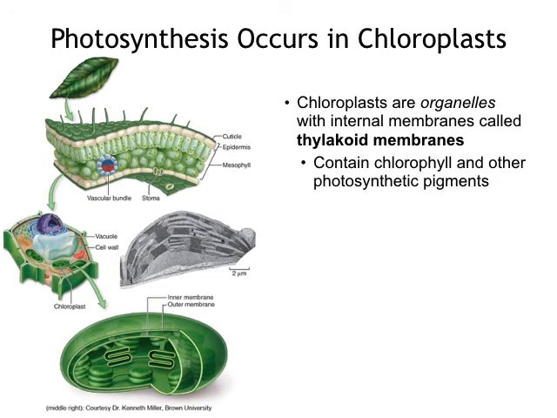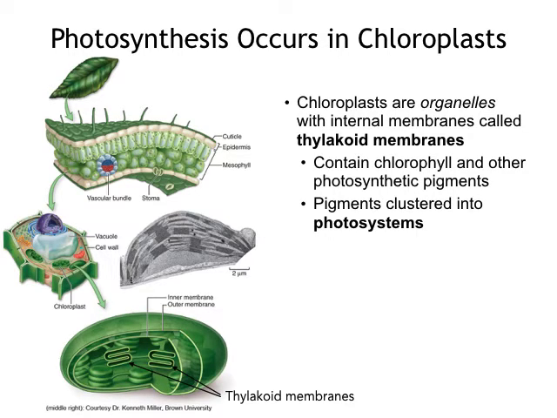And these membranes contain chlorophyll and other photosynthetic pigments that cluster into structures called photosystems. We'll look at what those are in a little bit. So they're the thylakoid membranes. These are really the important membranes in chloroplasts.